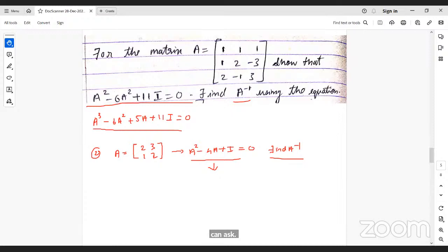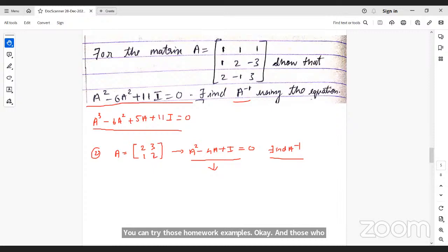Addition. Okay, so I will explain the addition. One minute over here, pay attention. I'll explain the addition, and then we will stop the class. Nikita only has a doubt. Rest of you can log out and try those homework examples. Those who have the same doubt, you can pay attention here. One minute. You can pay attention on this question.